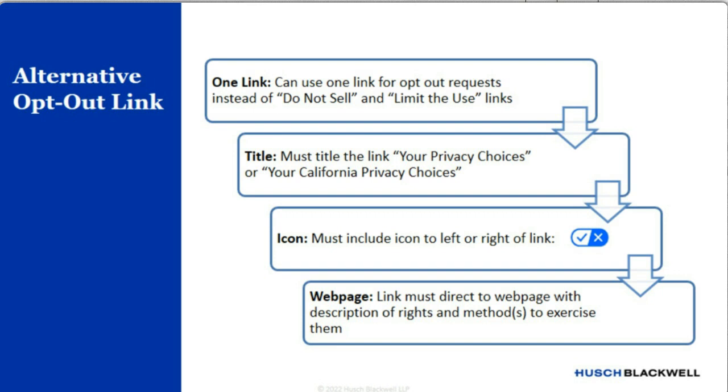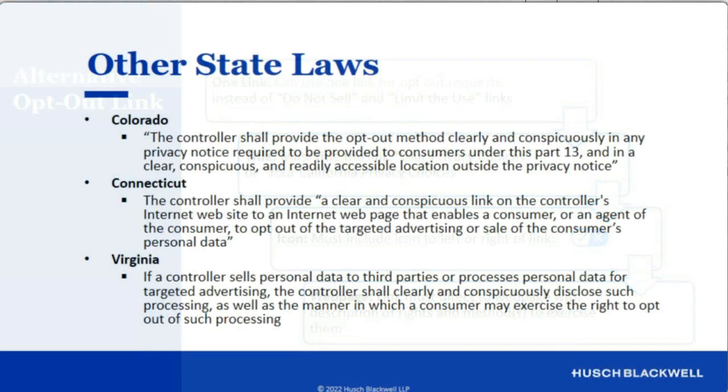Okay. And then the last one there, the web page, the link, again, this concept that we've been talking about a bunch now, the link must direct to the web page where the description of rights and the methods to exercise them are. One thing to dive into then, because I know if you're like me, you've been thinking a lot about how that link, Your Privacy Choices, California, is going to work with the other state privacy laws out there. So what I thought would be useful for you is to just have the text of these other ones, Colorado, Connecticut, and Virginia, held in this space.